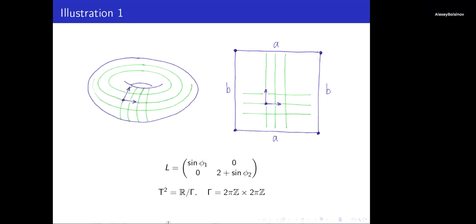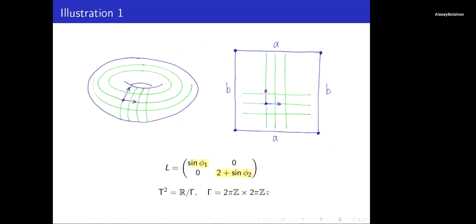Here is some explanation. This is a very simple example, right? Take just the first eigenvalue to be, it must be periodic, of course, sine phi 1, and the second 2 plus sine phi 2. I put in this 2 to make sure that the eigenvalues do not collide at any points, so they are different, and one is strictly greater than the other. The torus can be understood as the quotient of the plane with respect to the standard lattice, the 2 pi periodic rectangular or square lattice.